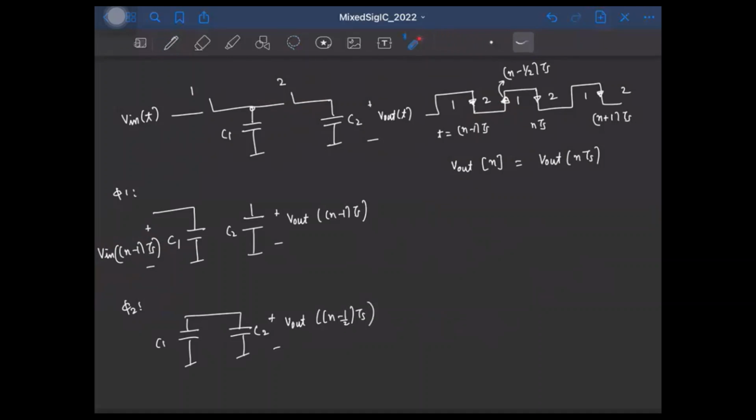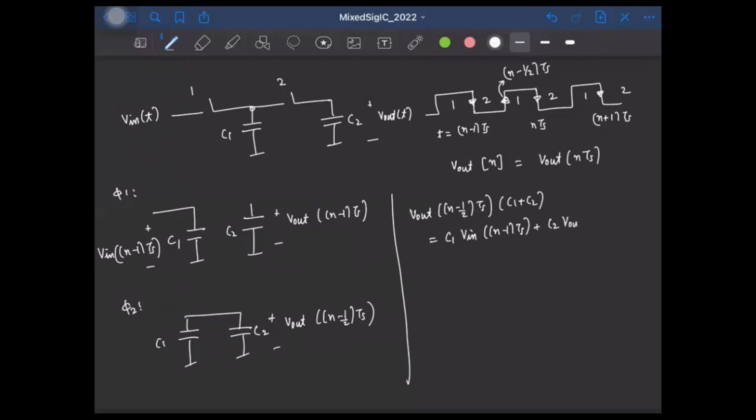So how can we find this voltage? We can find it using charge conservation. Since we are connecting these two capacitors like this, there will be charge distribution among them. The total charge at the end of the phase phi 2 is V out of (n minus half) Ts times (C1 plus C2), right? And this will be equal to the charge in the previous phase, which is simply V in of (n minus 1) times C1 plus V out of (n minus 1) times C2. So this will be C1 times V in of (n minus 1) Ts plus C2 times V out of (n minus 1) Ts, right?